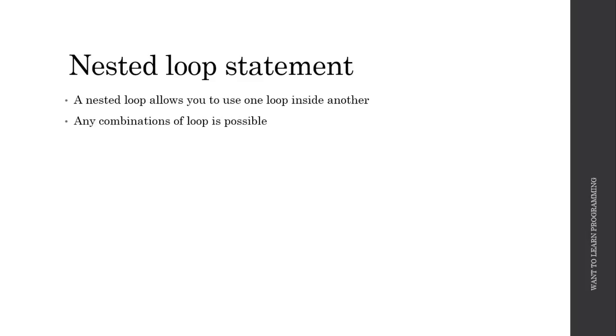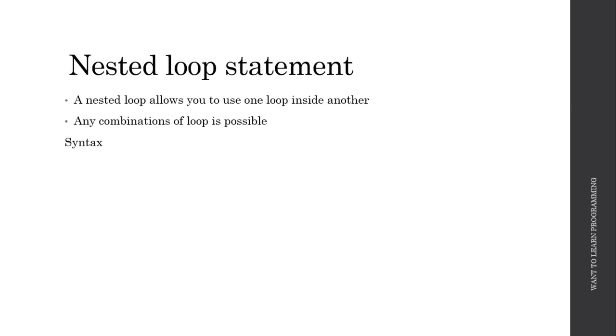Nested loop statement allows you to use one loop inside another loop. So for example, we can use one while loop inside another while loop. Any combinations of the loop is possible. That is, you can run a while loop inside a while loop, a for loop inside a while loop, or a for loop inside a do while loop. Any combinations of any looping statements is possible.